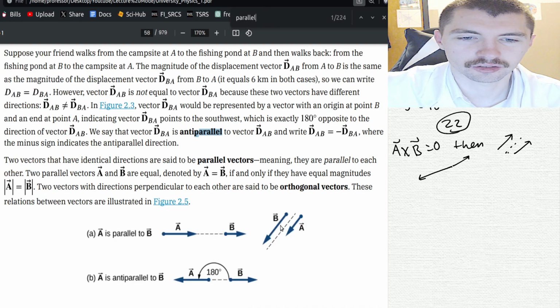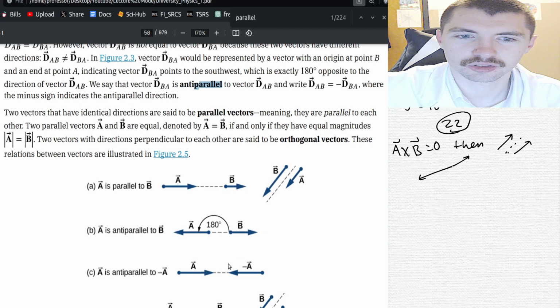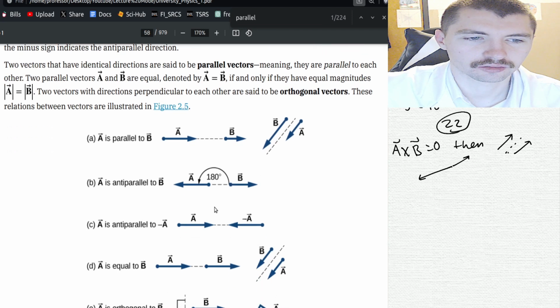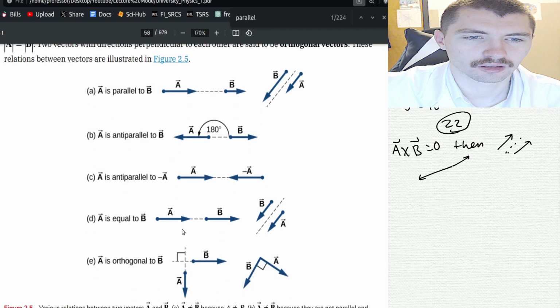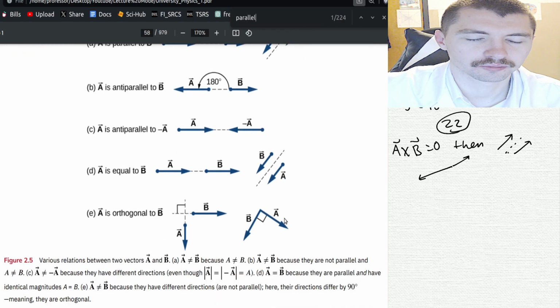Okay, I found it. So parallel and anti-parallel. So I was correct. Anti-parallel is when they're going in the opposite directions. Equal is when they're the same magnitude and the same direction, in parallel. Okay.